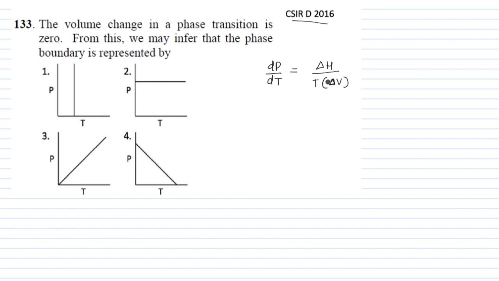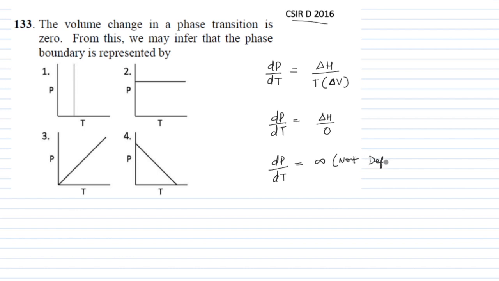So if this part is equal to 0, what is going to be the equation? dP/dT will be equal to ΔH upon 0, because the denominator becomes 0, and anything divided by 0 is infinity, or not defined, which is not defined in mathematics. So you can say dP/dT is equal to infinite, or not defined.